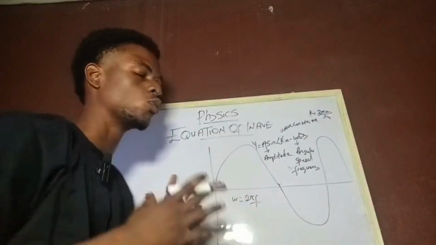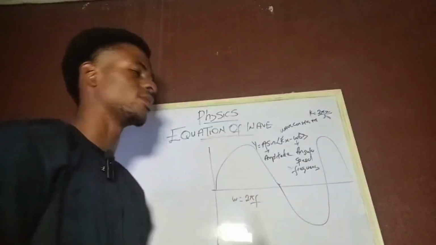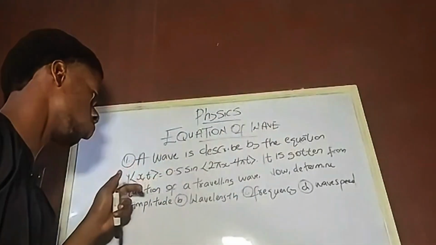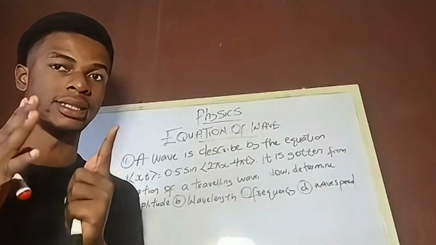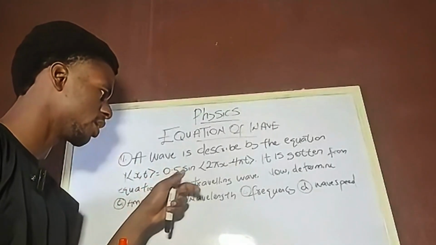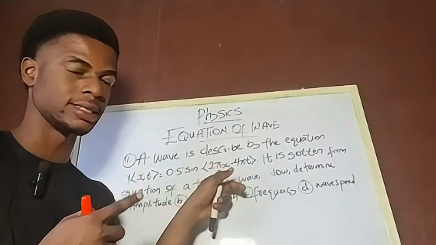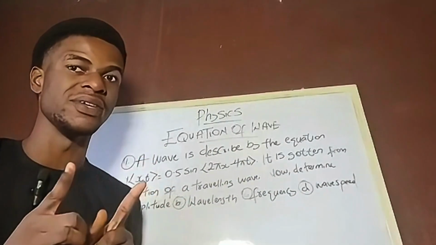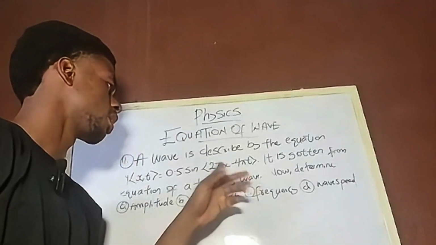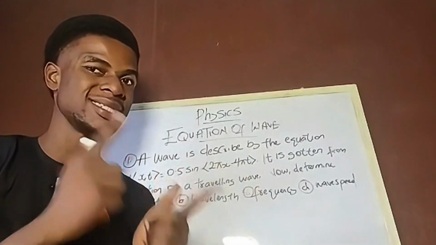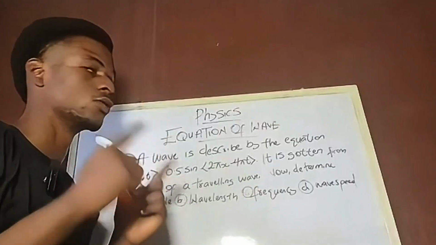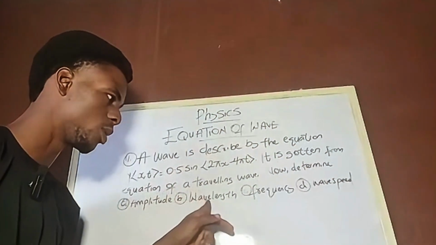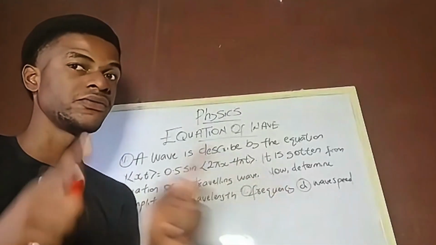So now I want us to look at a practical question under this particular equation. They said a wave is described by the equation y(x, t) = 0.5 sin(2πx - 4πt). It is gotten from the equation of a traveling wave, which is y = A sin(kx - wt). Now, determine the amplitude, wavelength, frequency, and wave speed.